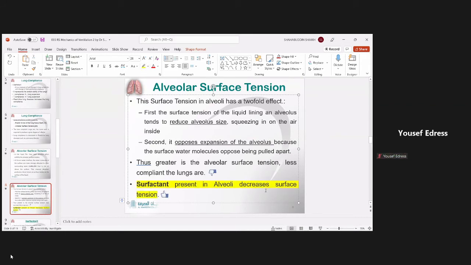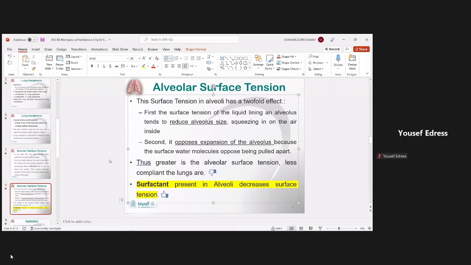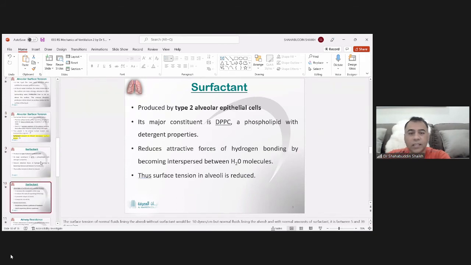It decreases the surface tension. It will not affect surface area. Okay? It will decrease surface tension. That is the function of surfactant. Let me go ahead and see any other thing.